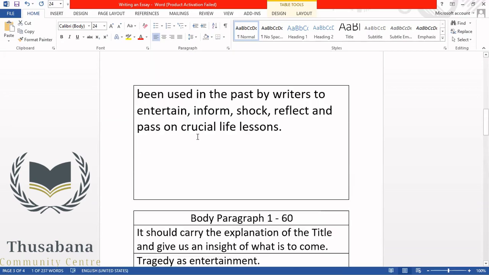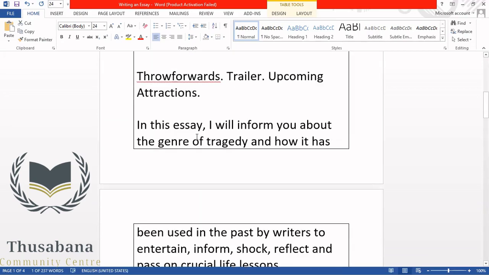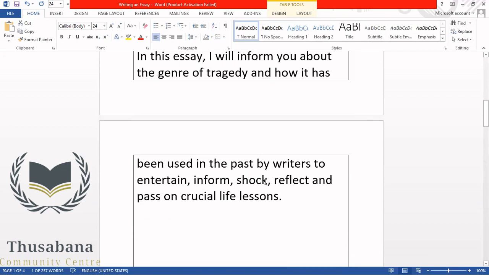Okay. So the other paragraph would probably be about the shock factor, right? How tragedy shocks you. Right? Macbeth. Have you read Macbeth? No.